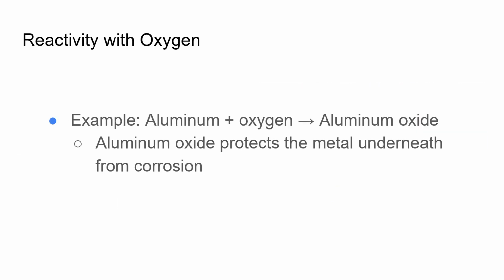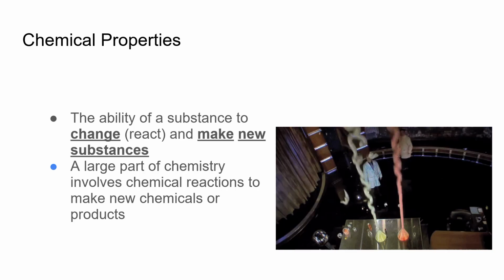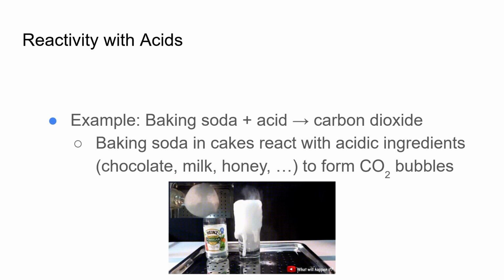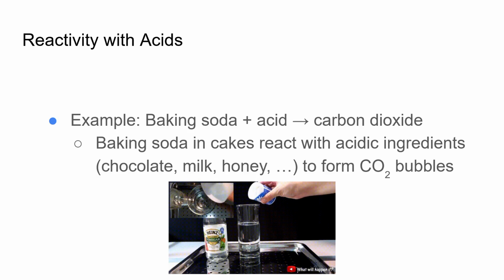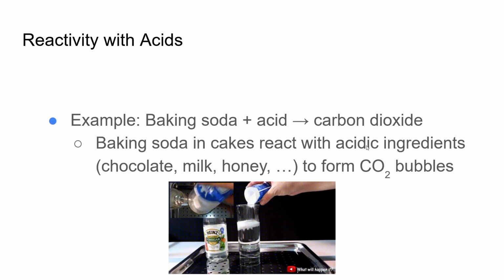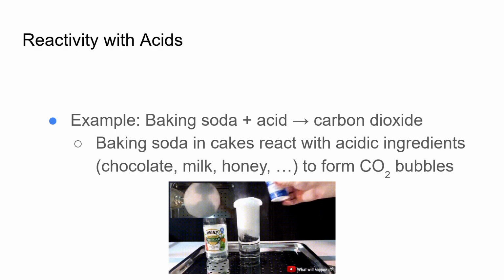Now, let me give you another example. Aluminum and oxygen, or reactivity with oxygen. Of course, oxidation of different substances is a form of chemical property because something reacts, something changes within the very compounds and within the bonds of the material. Now, reactivity with acids. This is a very common one. Baking soda plus acid. This is a chemical reaction because, as you can see in the video, CO2 bubbles are created. Usually when we think of CO2 bubbles, we don't think of something new being created, but something is.